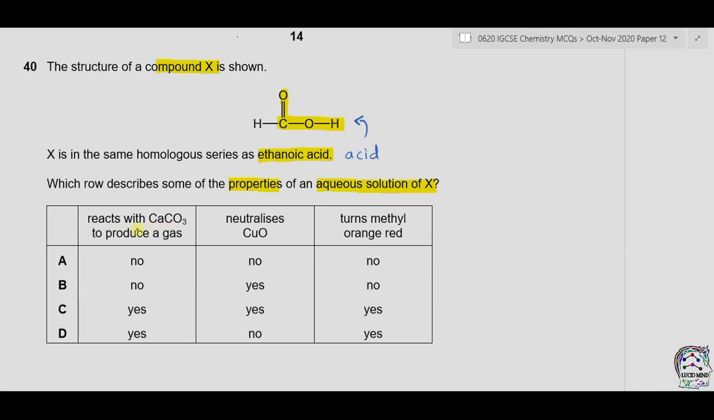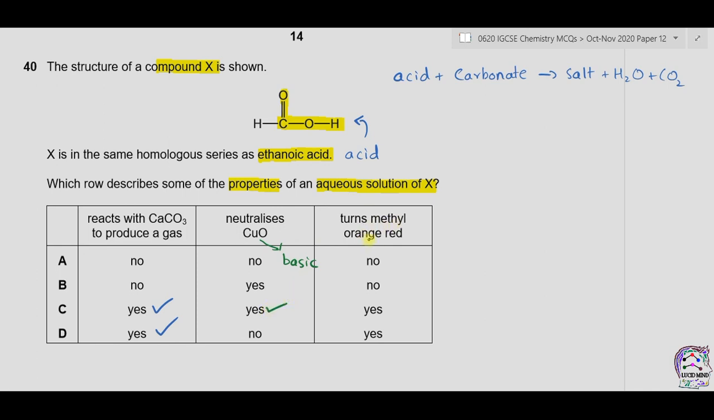First is reaction with calcium carbonate to produce a gas. Now acid does react with calcium carbonate, so we can write acid plus carbonate gives salt, water along with carbon dioxide gas. So it should be yes. Second is neutralizes copper oxide, as copper oxide is a metal oxide and metal oxides are basic in nature. So acid can neutralize base, so it should be yes.